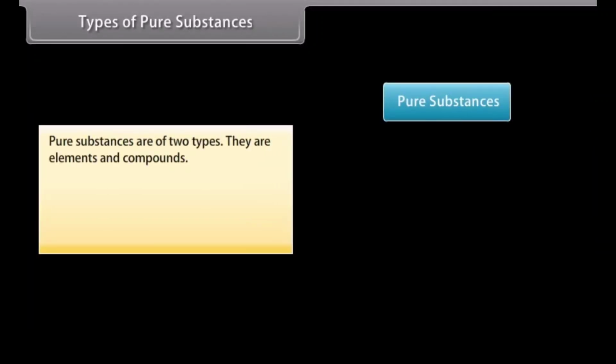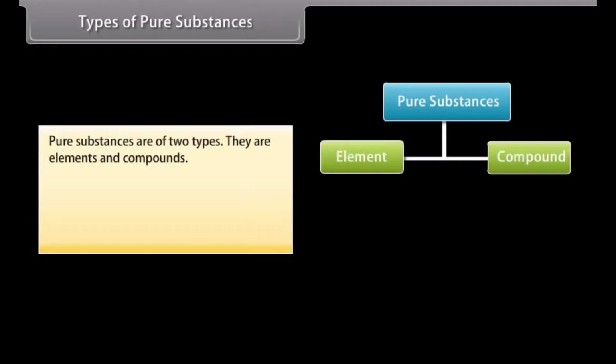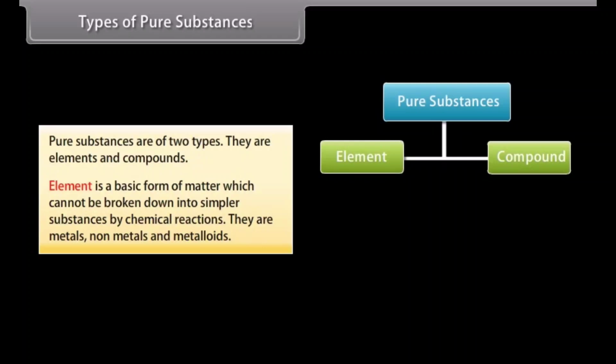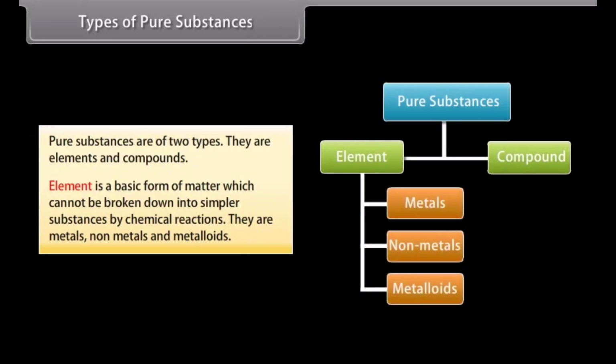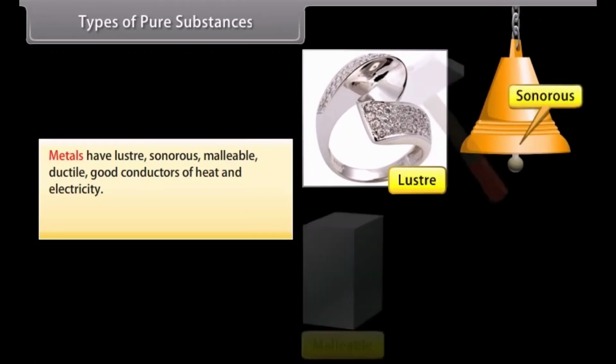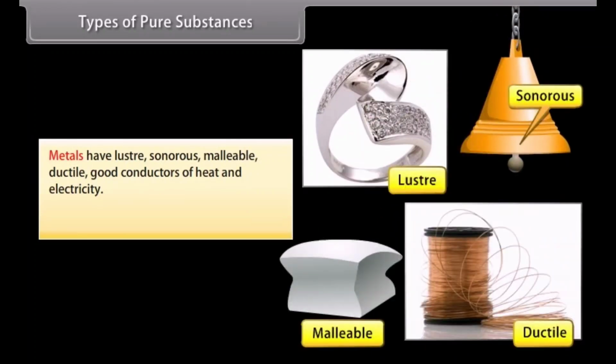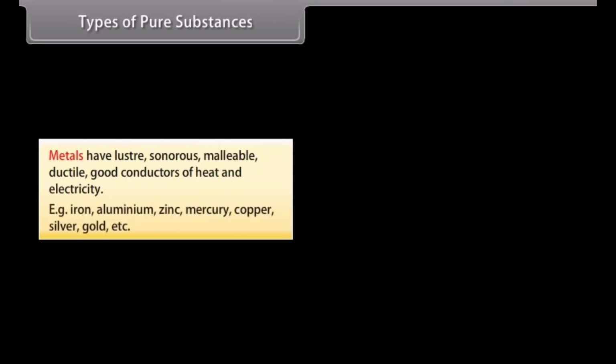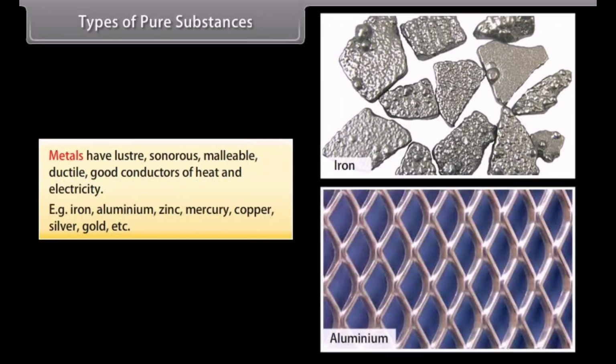Types of pure substances. Pure substances are of two types. They are elements and compounds. An element is a basic form of matter which cannot be broken down into simpler substances by chemical reactions. They are metals, non-metals, and metalloids. Metals have luster, are sonorous, malleable, ductile, and good conductors of heat and electricity. Example: iron, aluminium, zinc, mercury, copper, silver, gold, etc.